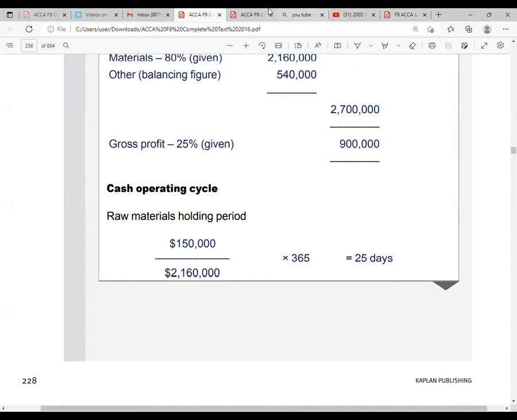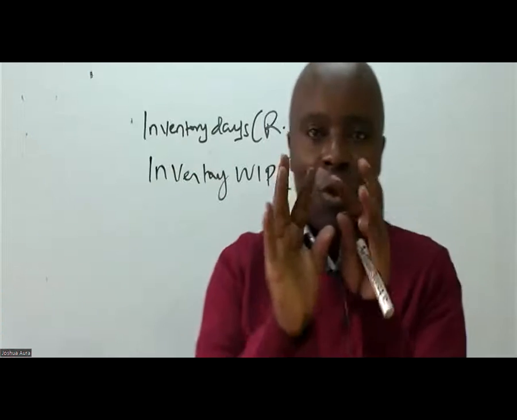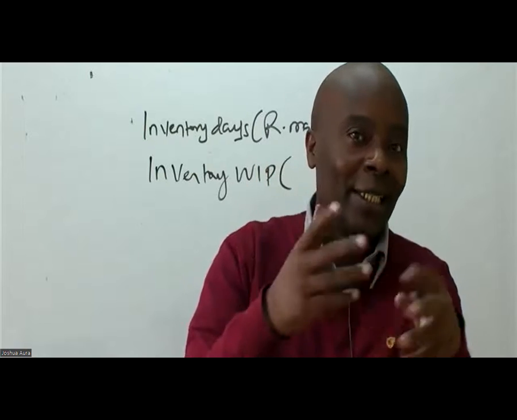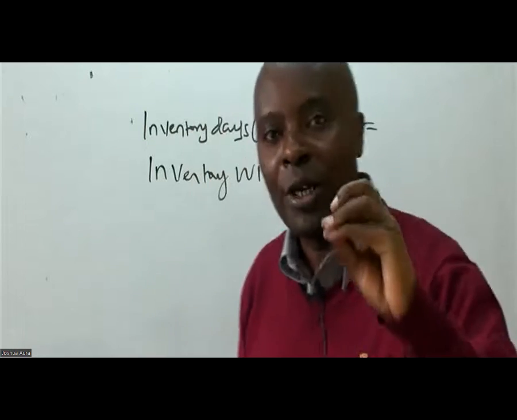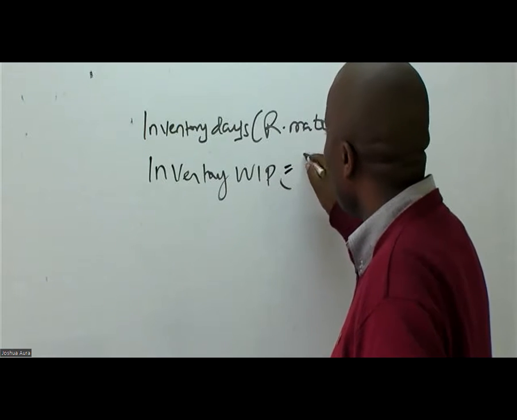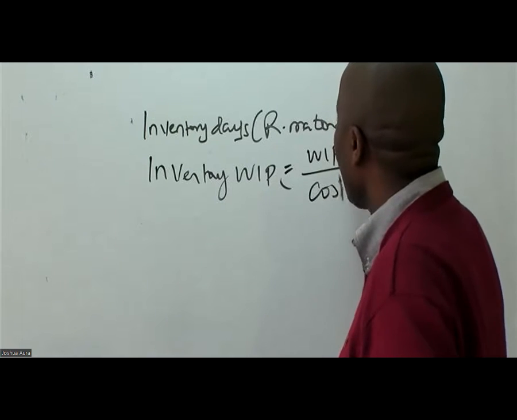The other inventory that I would want to show you, ladies and gentlemen, is the inventory under work in progress. Now we can't look at just raw materials alone. For work in progress, we've been able to add other things. What Mr. Collins must have told you is that for work in progress, you take the work in progress value given and divide by cost of sales, times 365.